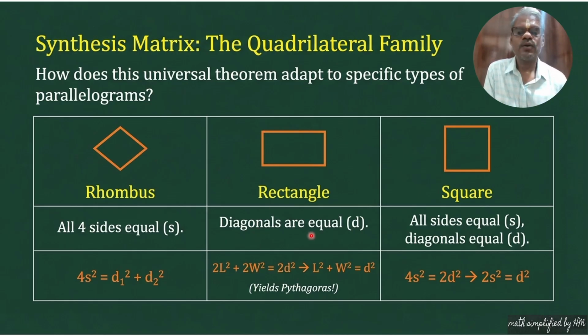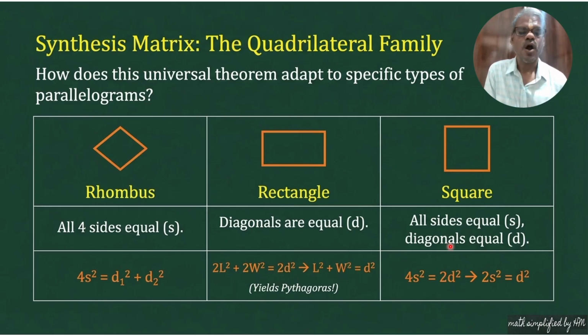Rectangle, diagonals are equal. So we get 2 times length square plus 2 times width square is equal to 2 times diagonal square. Simplifying, we get length square plus width square is equal to diagonal square. And this yields the Pythagoras theorem here.